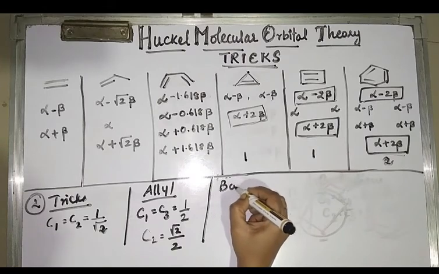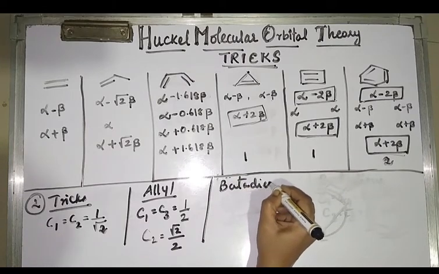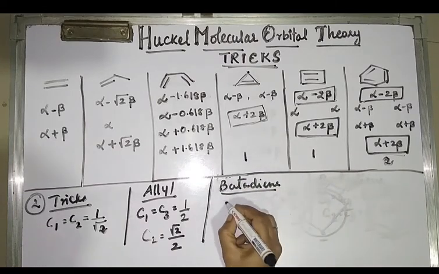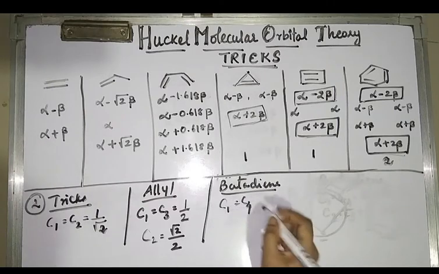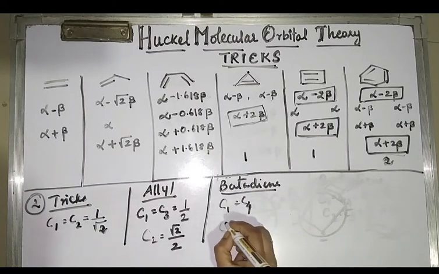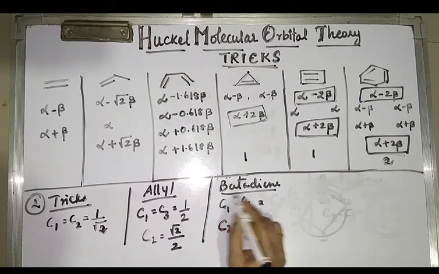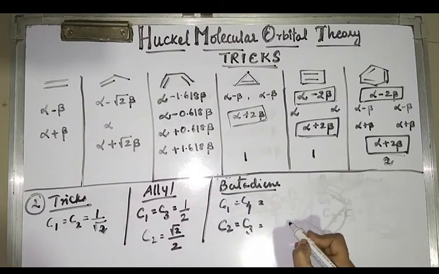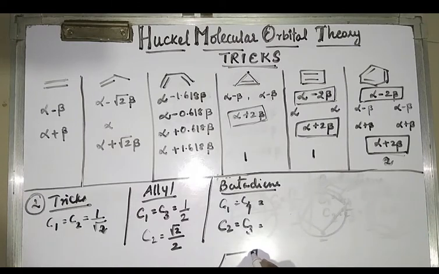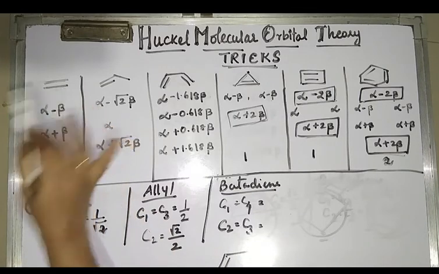And butadiene, C1 and C4 are same, and C2, C3 are same. If you see the structure itself, you can easily come to know. See here, this is 1 and 4. These two are CH2, CH2. Here CH, CH. C2 and C3 are same. So these two carbon atoms are same, these two carbon atoms are same.